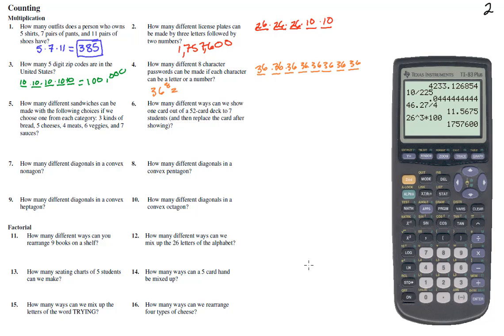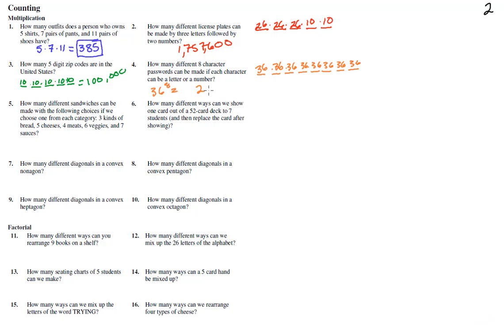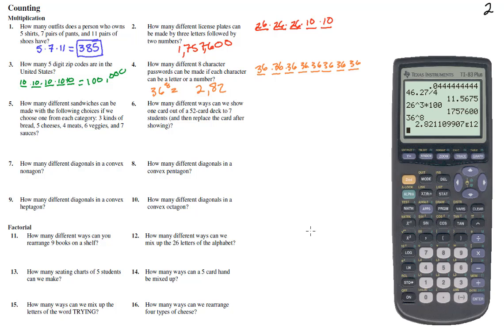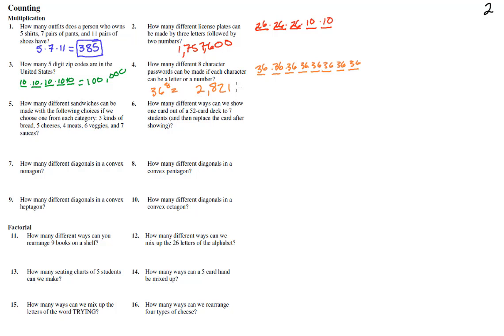What does that equal? 36 to the 8th power. A lot. That's 2, 8, 2, and a bunch of different stuff, 1109, which is trillion, times 10 to the 12th power. So that's a great big number. Big number, big number. All right, let's move to the next one.